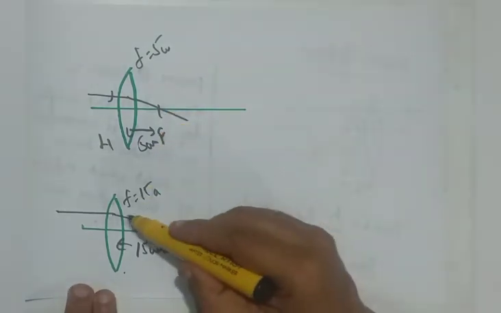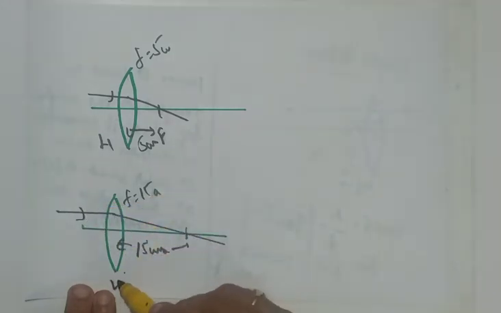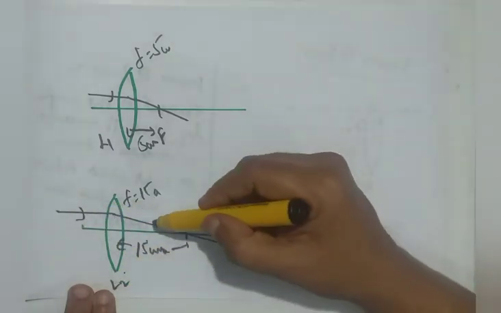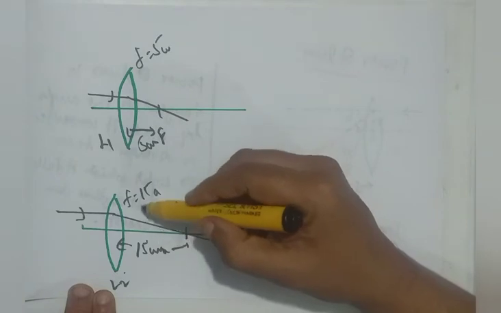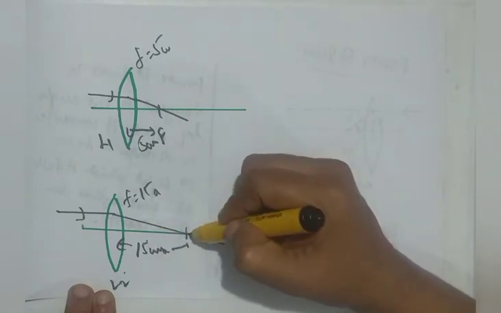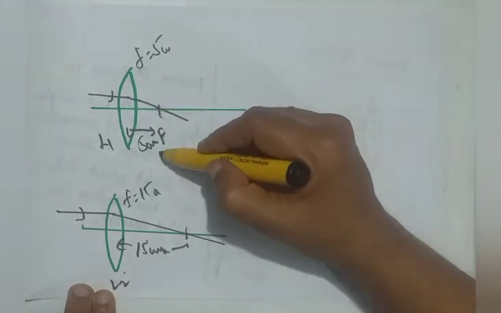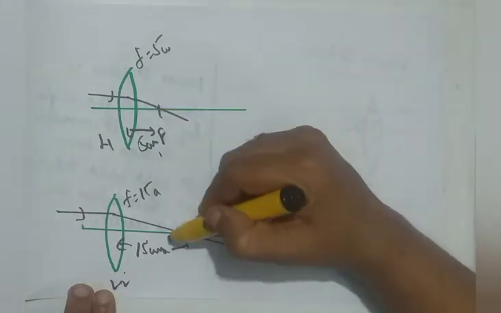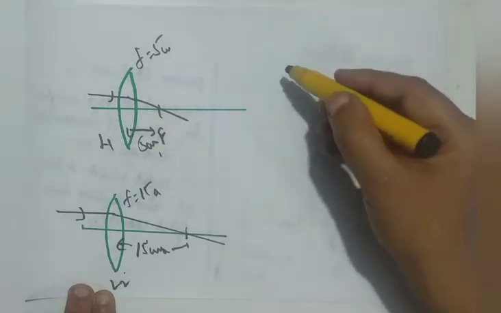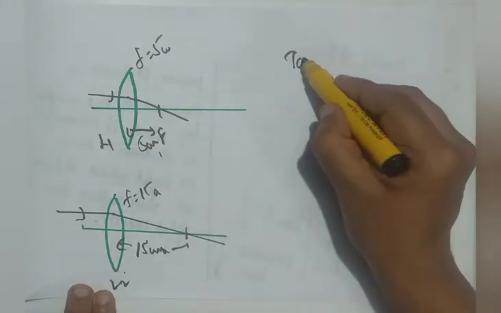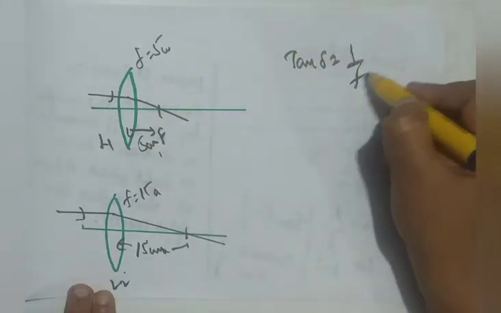In the case of the second lens here, L2, the light beam bends a little bit less to converge to a point at 15 centimeters. That means bending is more when the focal length is less. Bending is less when the focal length is large. That's what we got: tan delta is 1 by f.